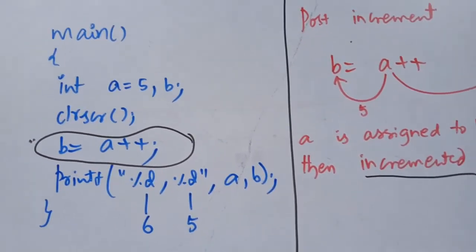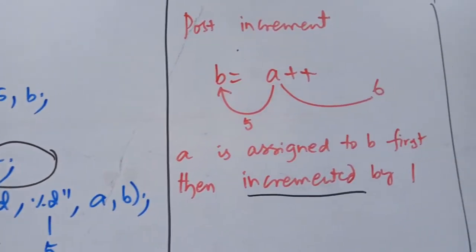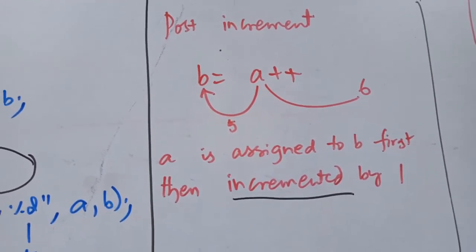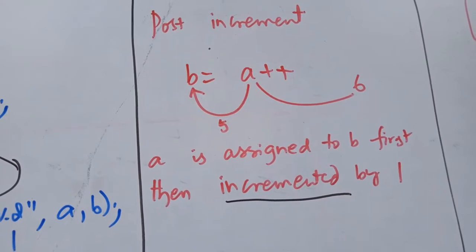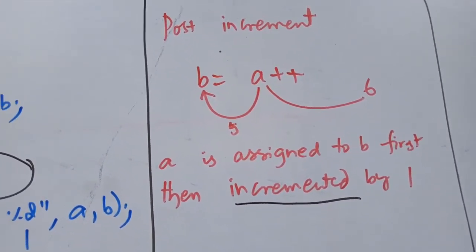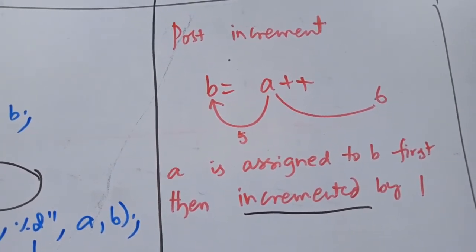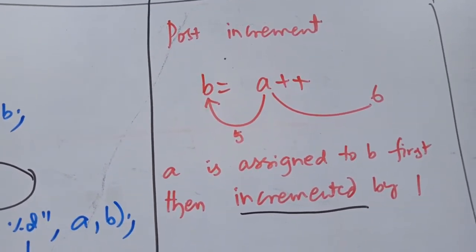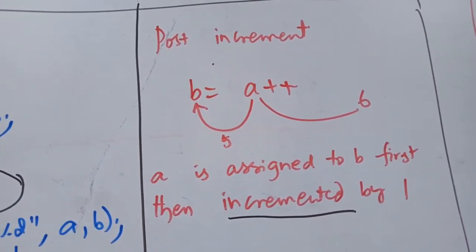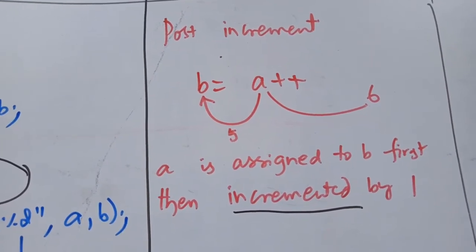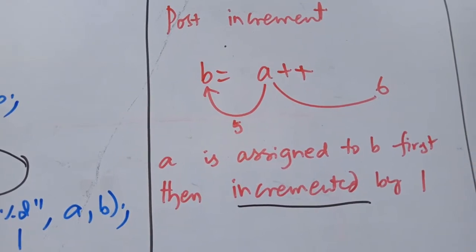Look at the post-increment. b is equal to a plus plus. In this case, the value of a is assigned to b first, then incremented by 1. No confusion, guys. In case of pre-increment, a is incremented first and then assigned to b. In case of post-increment, a is assigned to b first, then incremented by 1. And don't forget, in both the cases, the value of a must be incremented by 1 only.